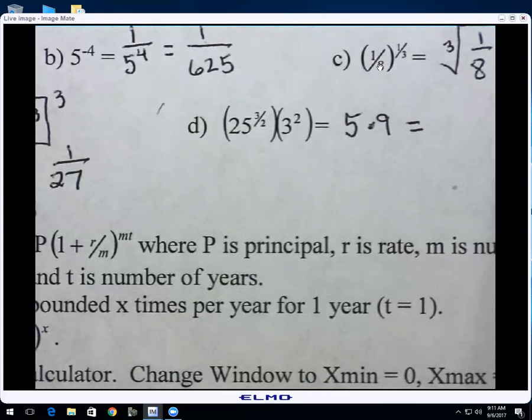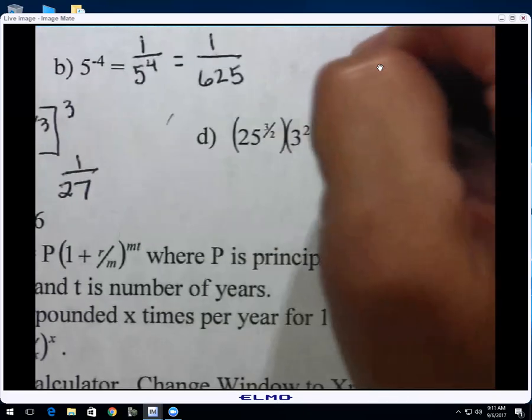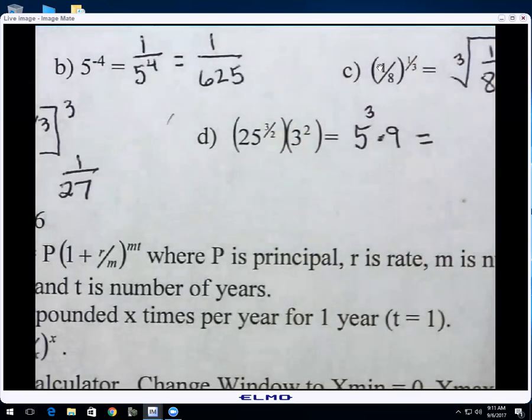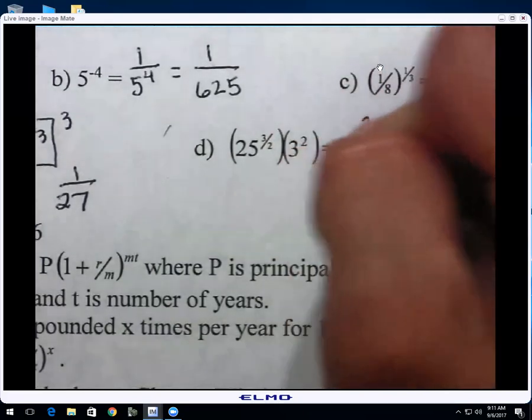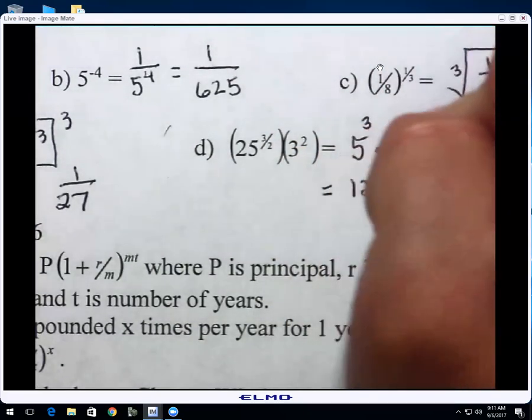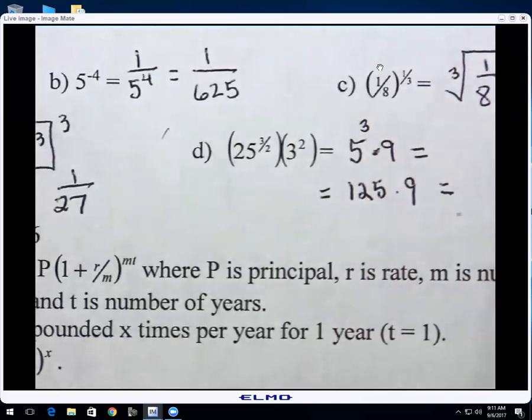25 to the 3/2. What does that mean to do? Square root of 25 is 5, but then I still have to deal with that numerator. That's 5 cubed. So 5 cubed times 9 is 125 times 9. And that's 900 and 200, 1125, maybe? Somebody punching it?